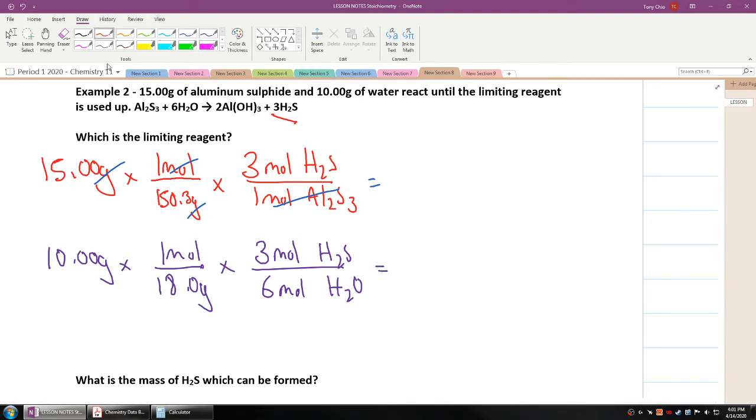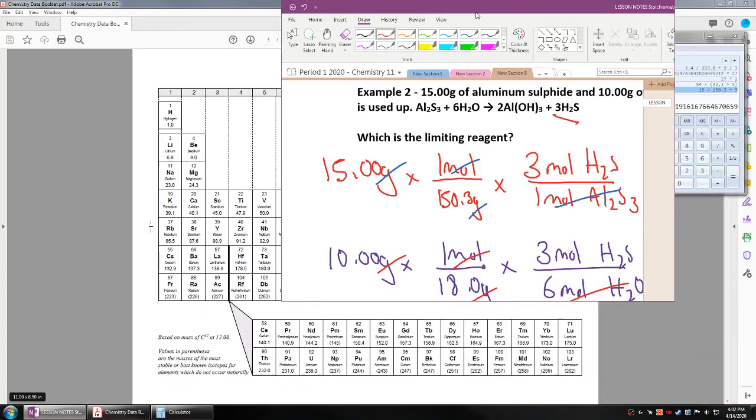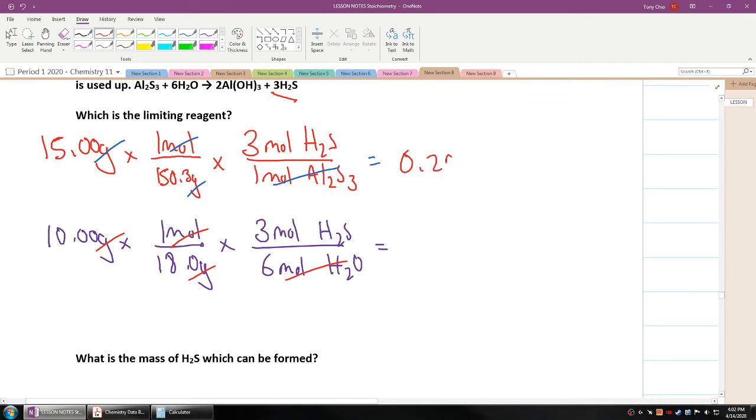So again, you will see the grams cancel out, the moles cancel out, and you're left with hydrosulfuric acid. So, let's go solve for how many moles of each you'll form. So 15 divided by 150.3 times by 3, you're going to get 0.2994 moles of H2S formed.